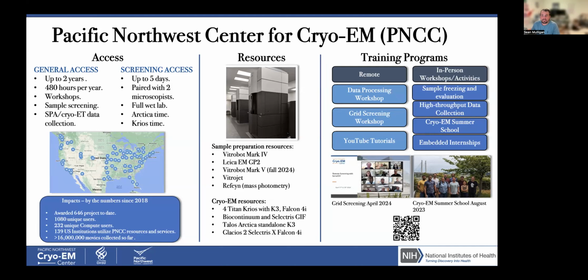Our center has an Arctica, a newly installed Glacios 2, and 4 Cryos. 3 out of our 4 Cryos have K3 direct electron detectors with BioContinuum HD energy filters. One of our Cryos was recently upgraded to a Falcon 4i with Selectris energy filter. And for sample preparation, we have a few Vitrobots, Leica EM GP2, Vitrojet, and manual plungers. If you're interested in applying, our deadline is the 1st of every month, and we look forward to hearing from you.